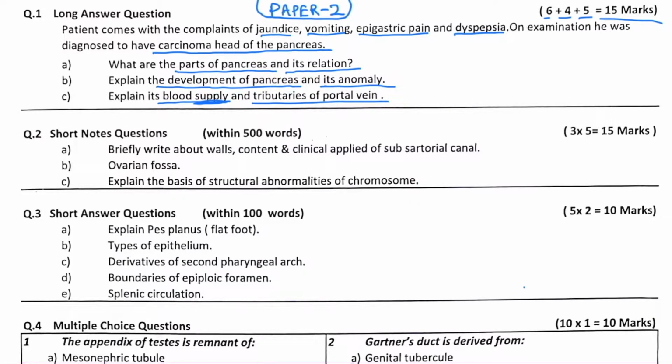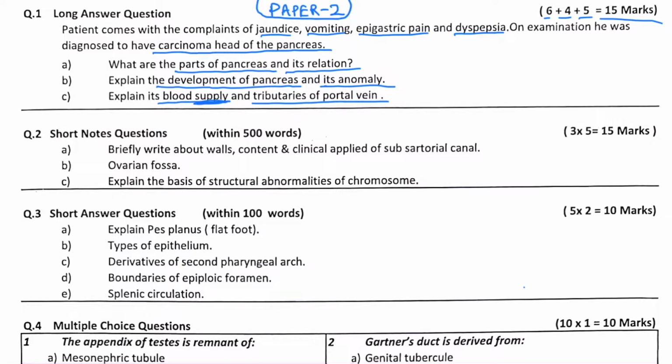So as you know, the duodenum is formed by the distal portion of the foregut and the proximal portion of the midgut. So it has blood supply from both the celiac trunk as well as superior mesenteric artery. Same is going to happen with the pancreas because pancreas also is arising at the junction of foregut and midgut. So the blood supply of pancreas will be from both the celiac trunk as well as from the superior mesenteric artery.